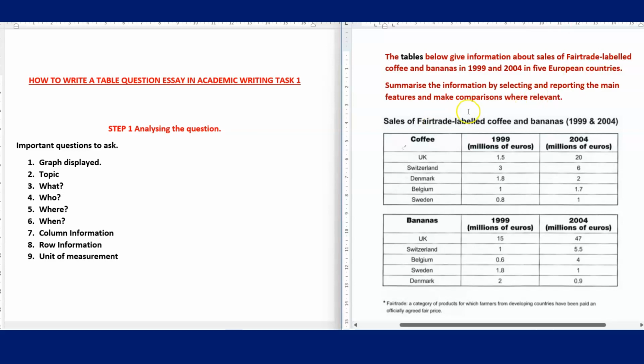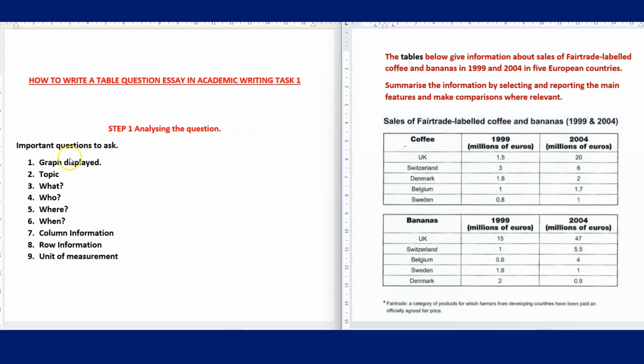And he said we should summarize that information by selecting and reporting the main features and make comparisons where relevant. For you to analyze any kind of question and to fairly understand it, have the full information on it, you need to use some of these questions that I am asking here. If you have been following me for a long time, you know that we mostly use these questions, and they are very important that you ask yourself.